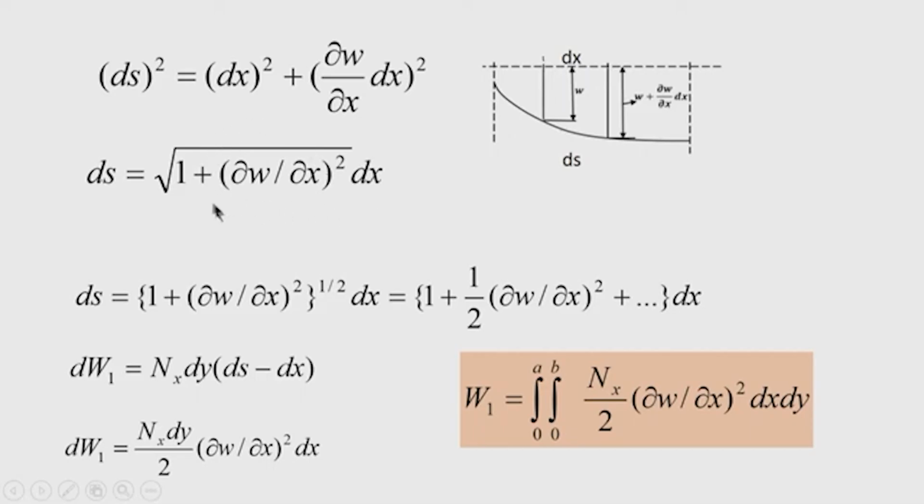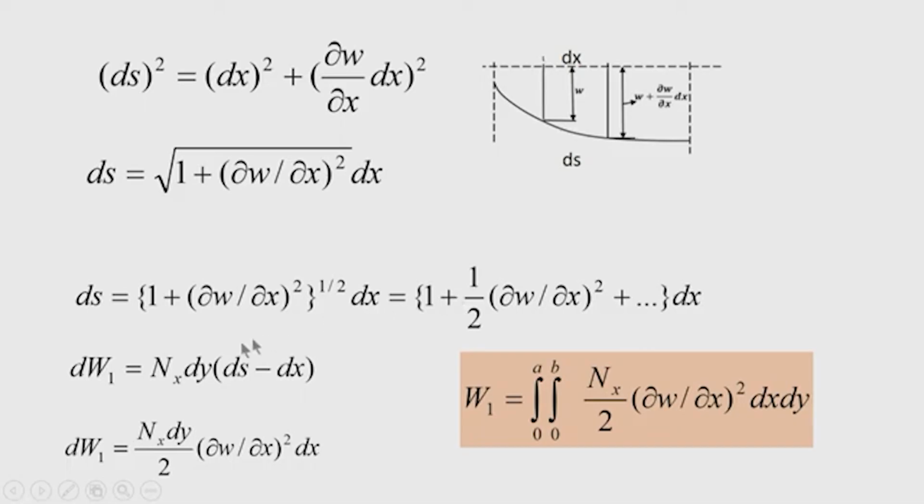Now, this expression can be expanded using the binomial series. It can be written as 1 plus del w by del x whole square, to the power half, into dx. Now expand this using the binomial theorem, provided del w by del x is less than 1. So, we can write it as 1 plus half del w by del x whole square plus other higher order terms. We will retain only these two terms because the deflection is small.